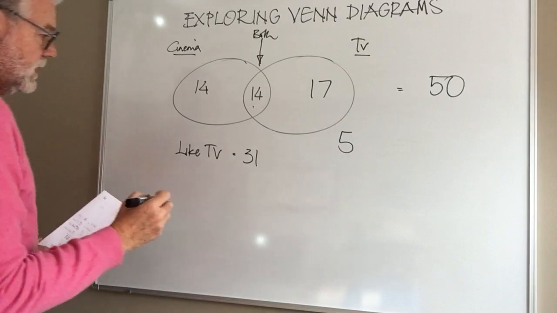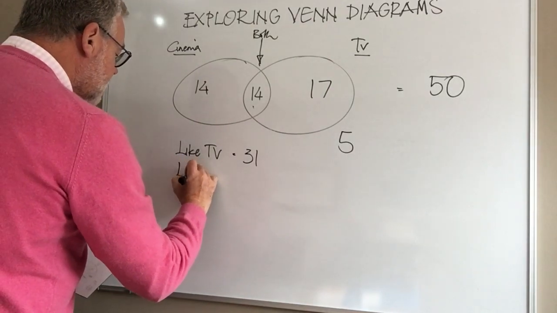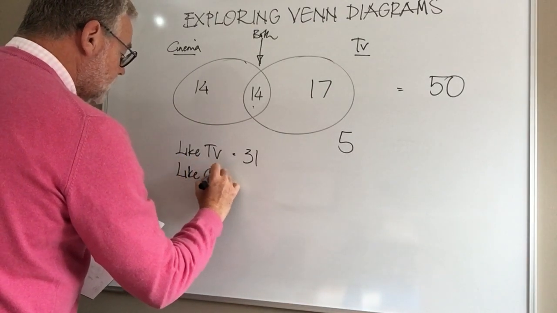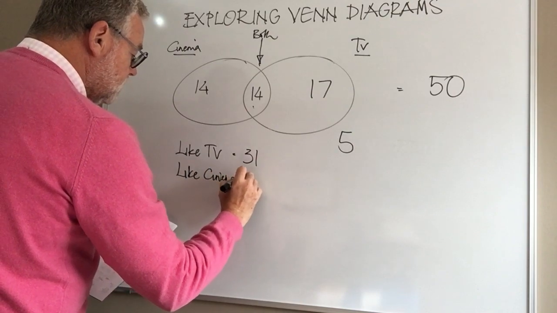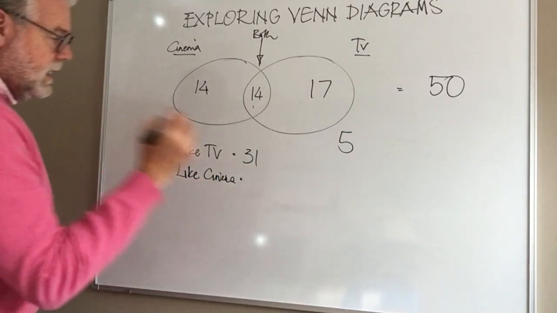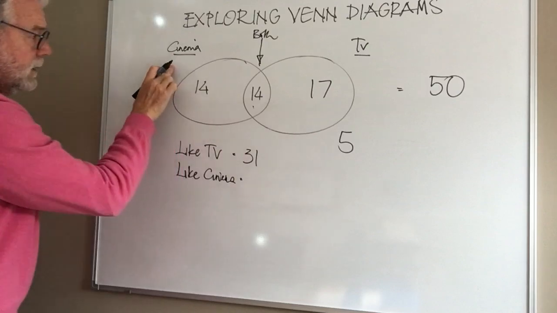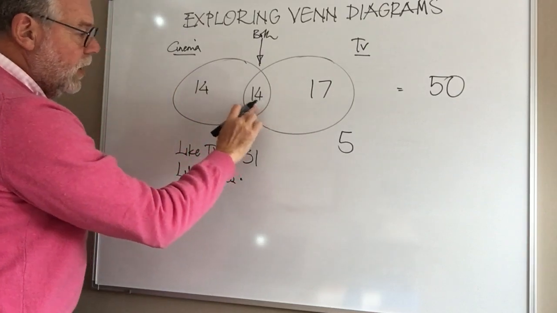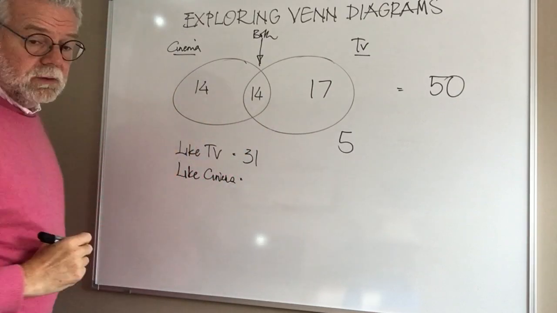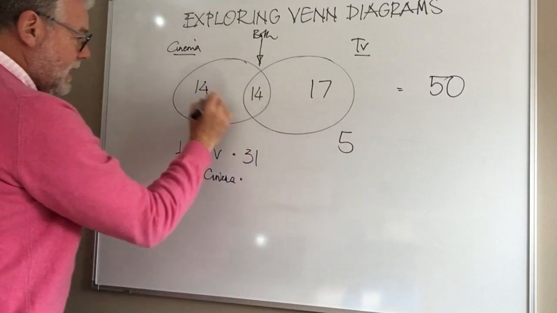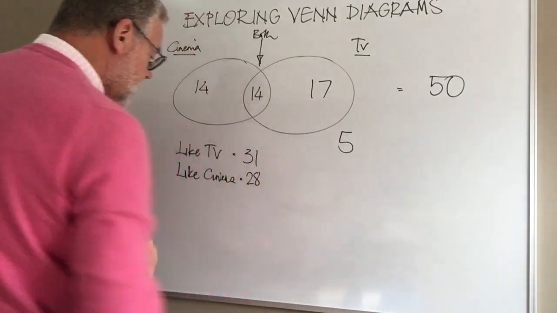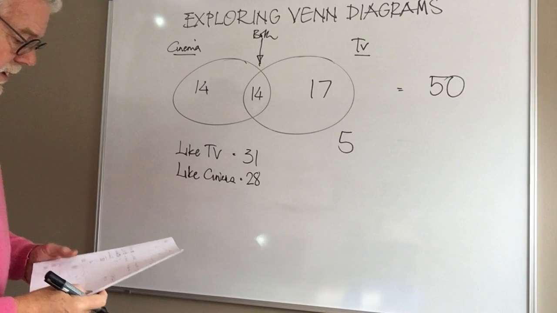Similarly, we could say, well, how many people like going to the cinema? And again, it's easy to say, oh, well, it's 14, there it is. But don't forget, you've got a number of people in there that also like going to the cinema. So actually you've got to add those two together, which gives us a total of 28.